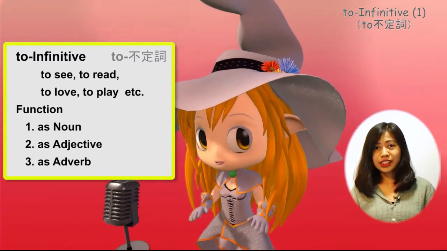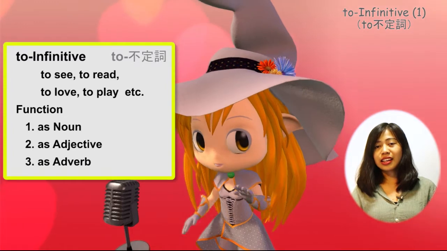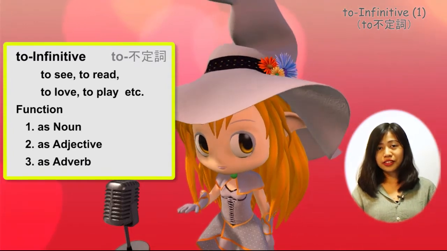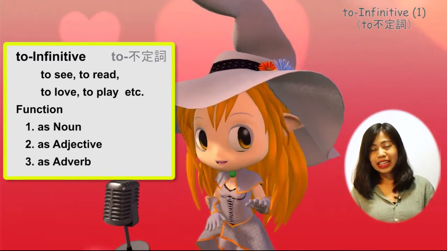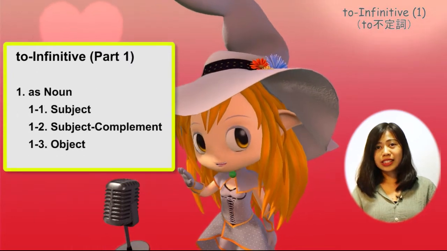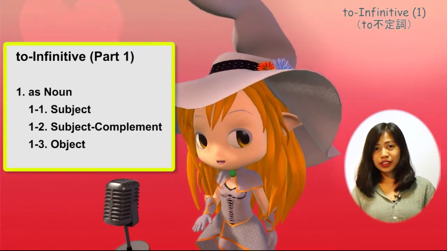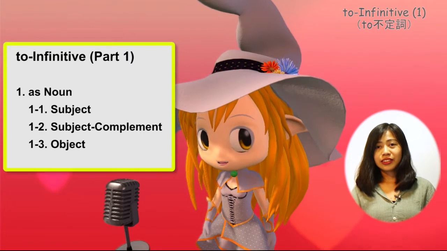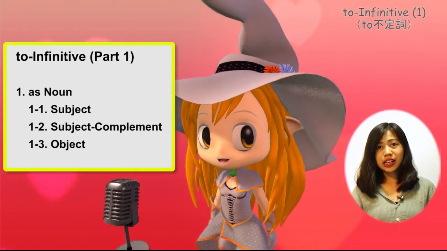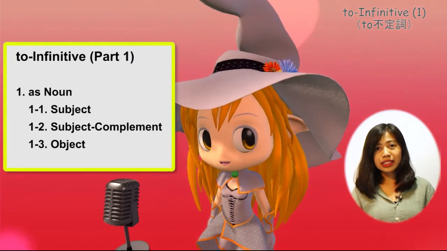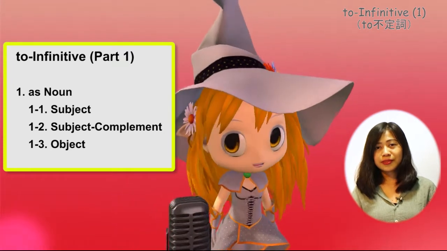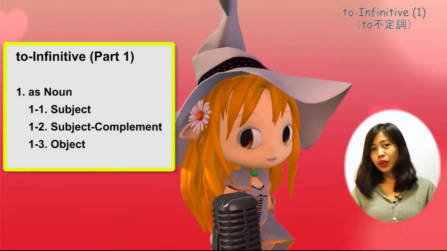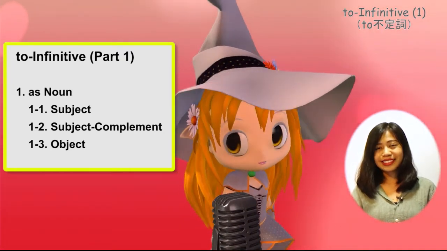To infinitive functions as a noun, adjective, and adverb. There are three ways to use to infinitive as a noun. They are as a subject, subject complement, and object. Let's talk more about them one by one.